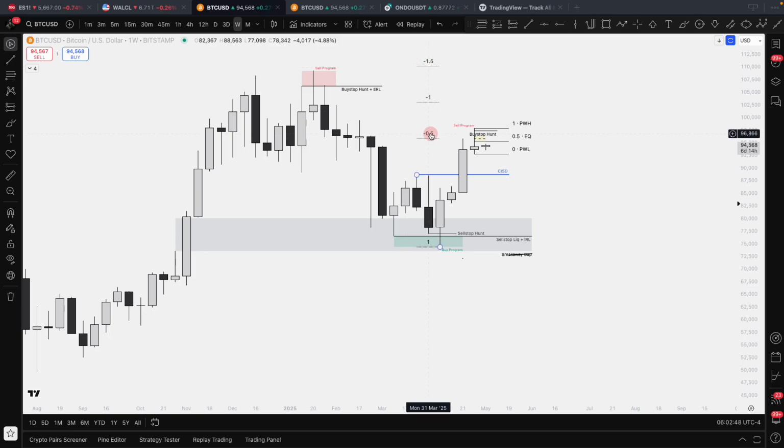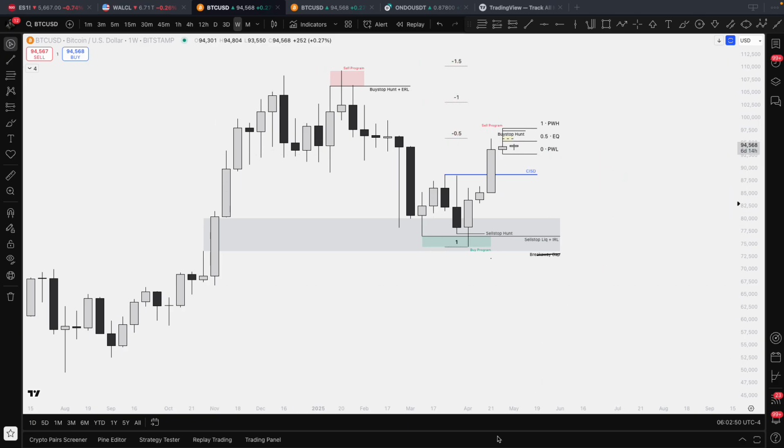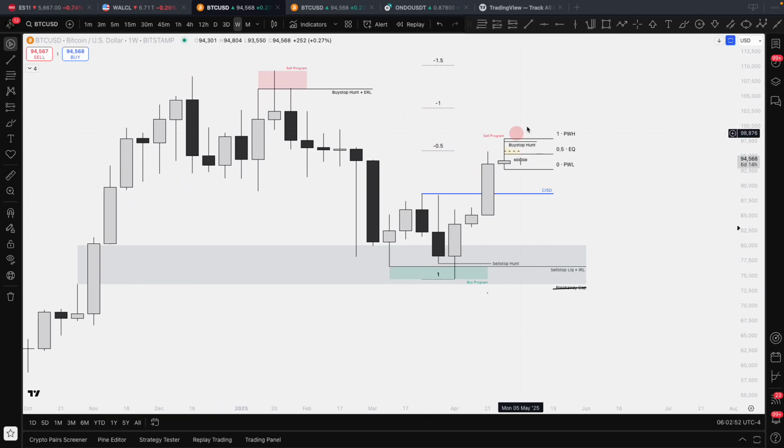You then project your standard deviation targets. Now we know when we project our standard deviation targets from this swing high to this swing low, as per change in state of delivery rules, that we're actually consolidating at the moment at the 0.5 standard deviation, which sounds about right.